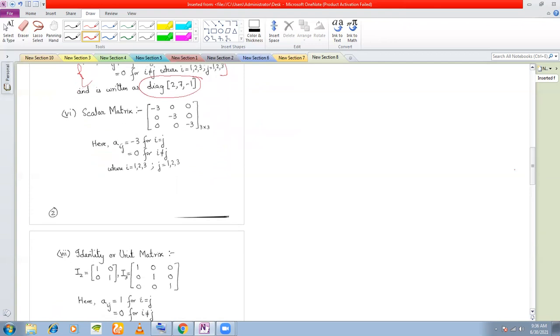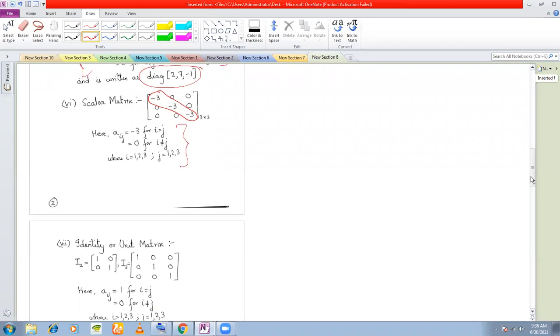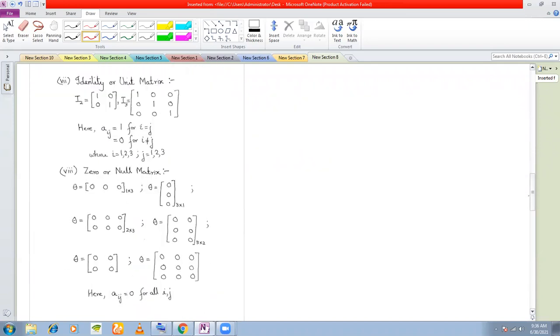Scalar matrix: if the principal diagonal elements are the same scalar. Here, what is the same scalar? -3. If it is the same scalar, then we say it is a scalar matrix. This is a mathematical definition of a scalar matrix. Next is the identity matrix. You have done the identity matrix earlier also. This [[1,0],[0,1]] is an identity matrix of order 2 denoted by I2. This is a square matrix in which the principal diagonal elements are unity, or 1. This is called a unit matrix.